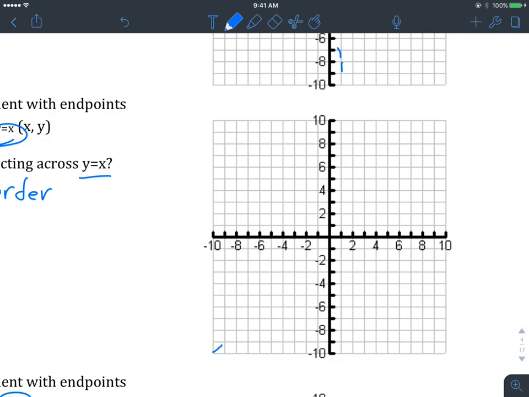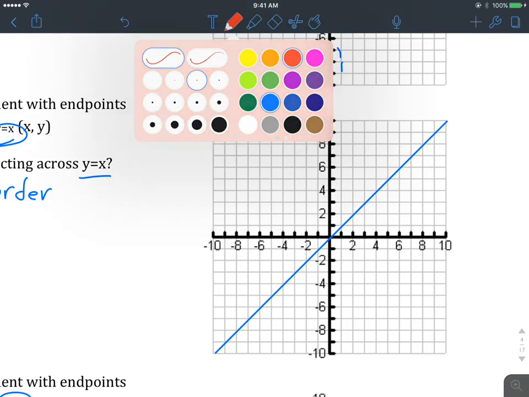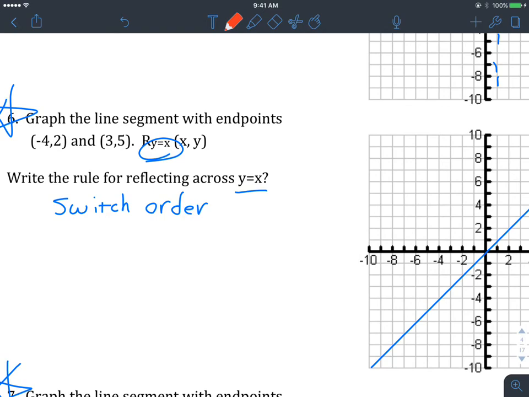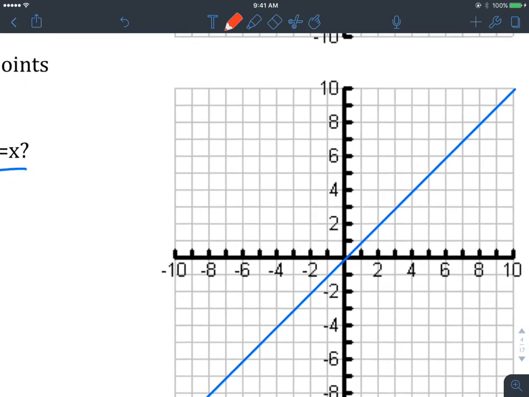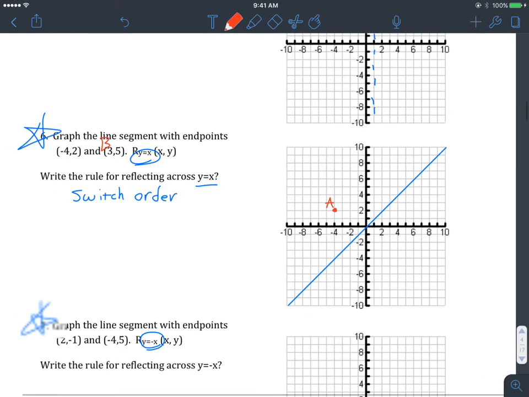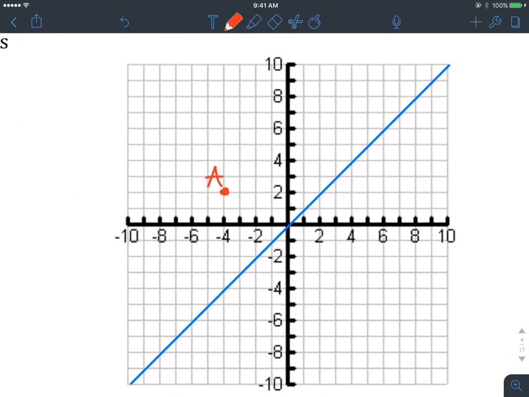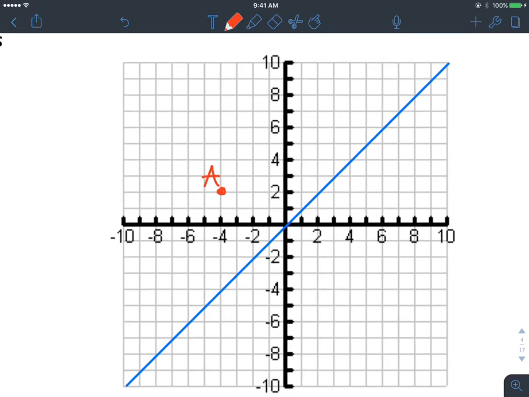So I'm going to do a dotted line here. Actually, I'm going to make it straight because I can do that here real well with Notability. So there we go. So there's the line y equals x. That's basically going through the origin and then up 1 over 1 from there. And then what do we have here? I guess we got -4, 2, and I'll call that A, and then 3, 5. So -4, 2. There's A, and then 3, 5.